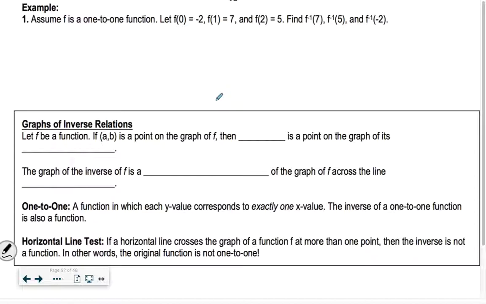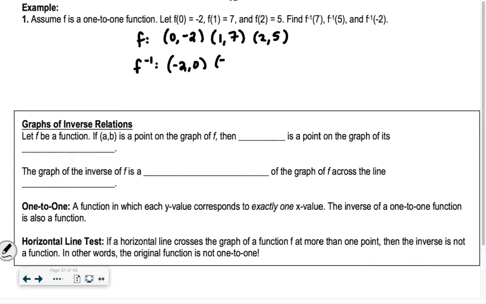All right, number 1. It says assume f is a one-to-one function. Let f of 0 equal negative 2, f of 1 equal 7, and f of 2 equal 5. So what points are these for f? We have 0, negative 2, we have 1, 7, and we have 2, 5. Do you guys see that? For f inverse, we should have the opposite points. We should be able to switch them. So instead of 0, negative 2, I'm going to have negative 2, 0, 7, 1, and 5, 2.